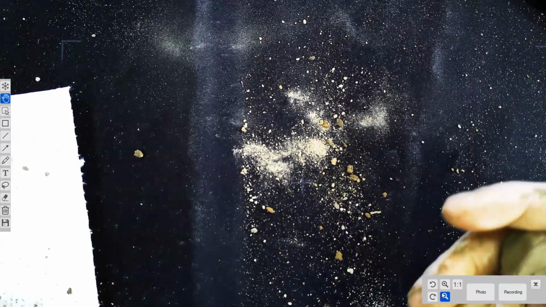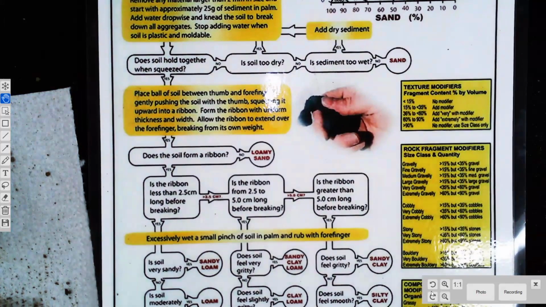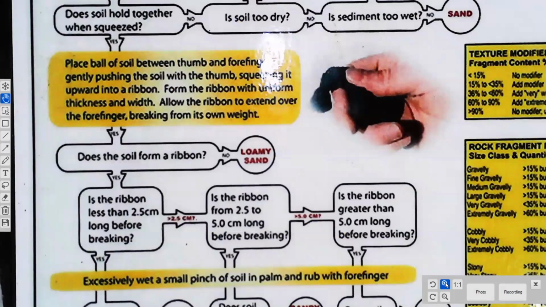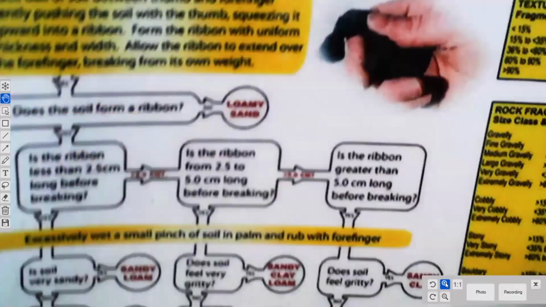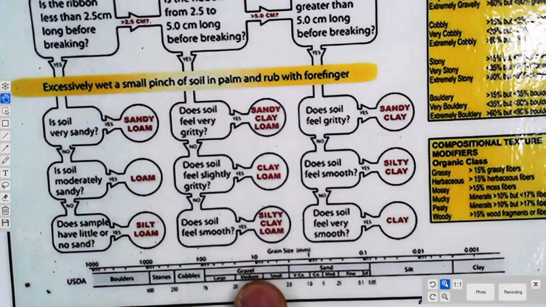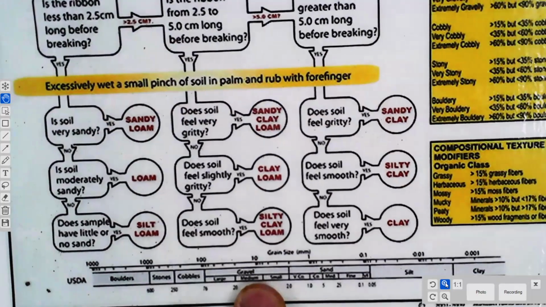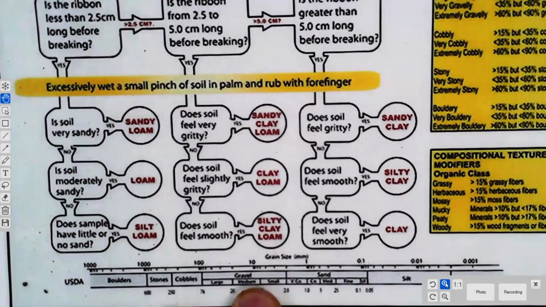But going back to our spreadsheet, we did come up with, does it form a ribbon? Sure does. Is it greater than 2 inches long? You betcha. Does it feel gritty? I don't feel anything in there. Does it feel smooth? No, it's not smooth. Like I said, this takes a lot of effort to push through. You're going to be able to manipulate it pretty decently, but this is a lot of effort to manipulate. So I guess very smooth isn't what I would call it.